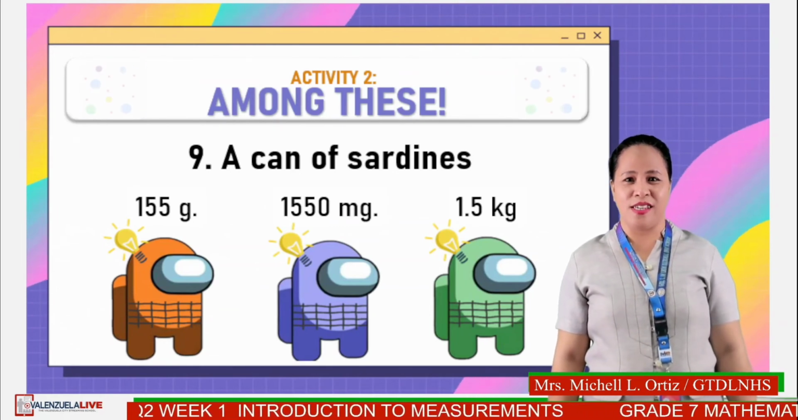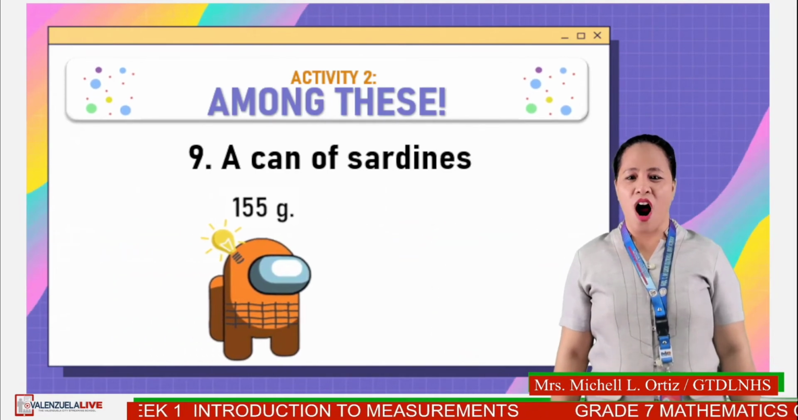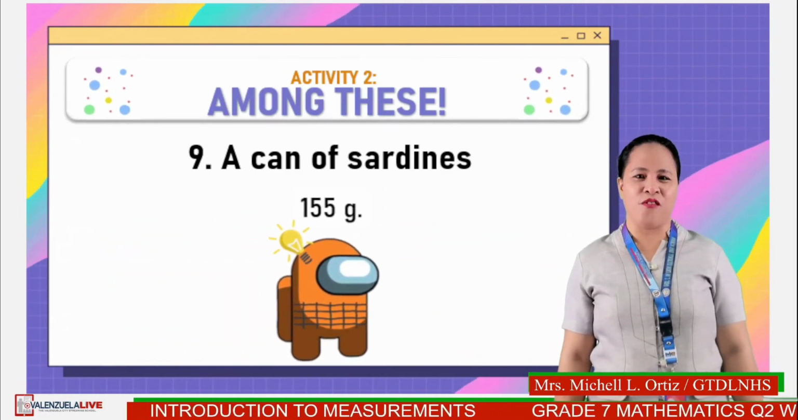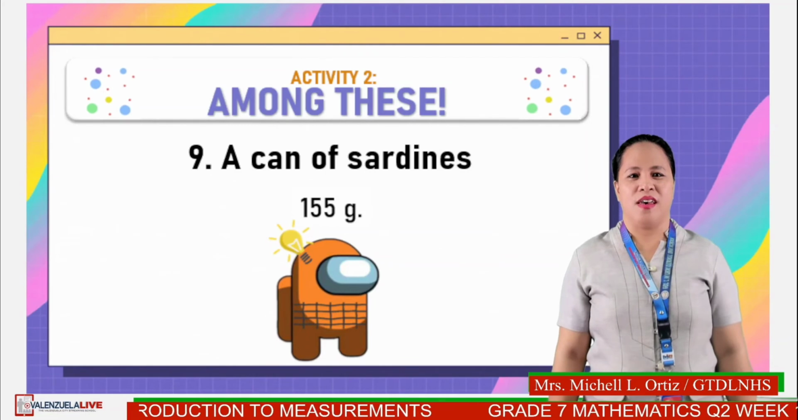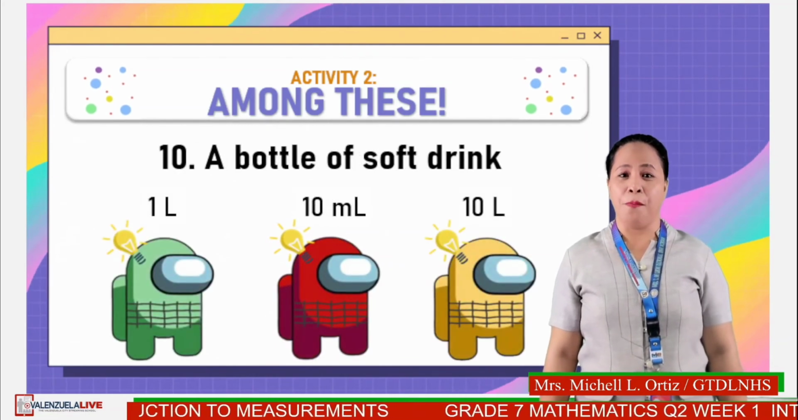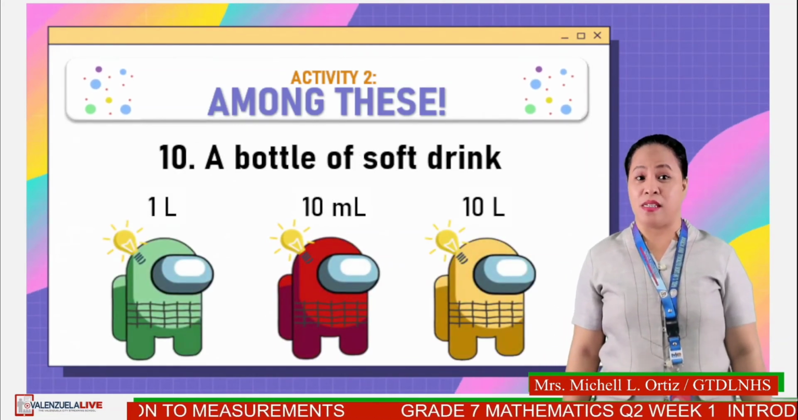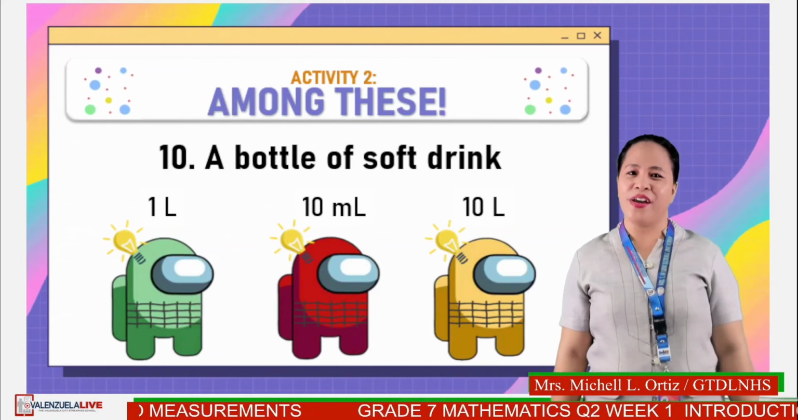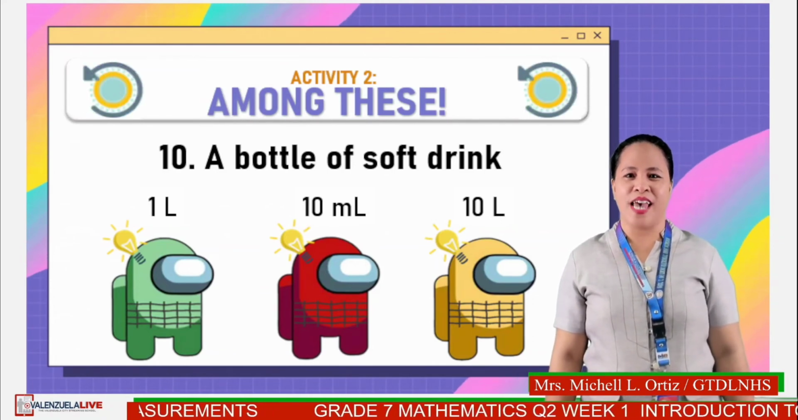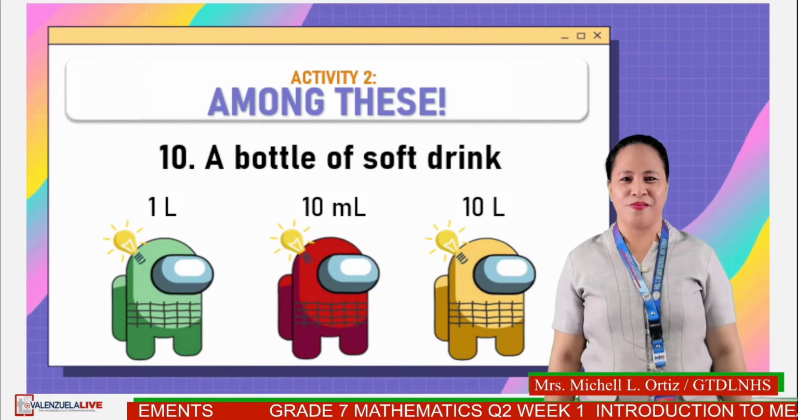Correct answer is orange, 155 grams. Number 10. A bottle of soft drink. Is it green, red, or yellow? 5 seconds. Go!